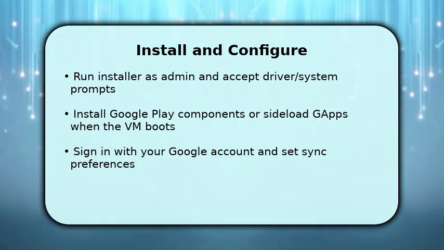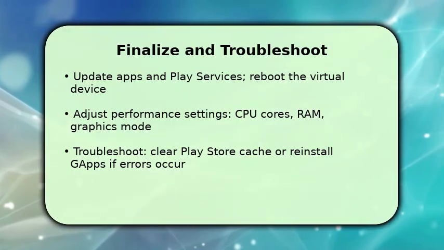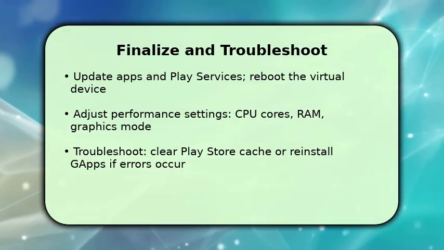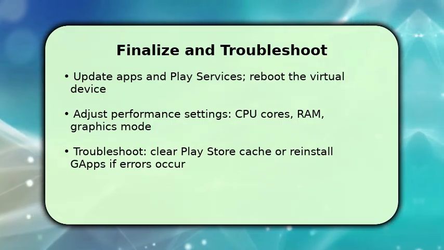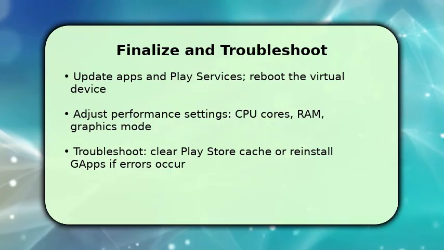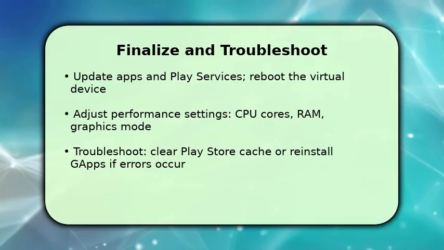Finish by updating the Play Store and Google Play services, then reboot the virtual device so changes apply. You should adjust emulator performance settings, allocate more CPU cores or RAM, and choose the proper graphics mode to improve responsiveness. After installing apps, test them and set input and folder mappings.